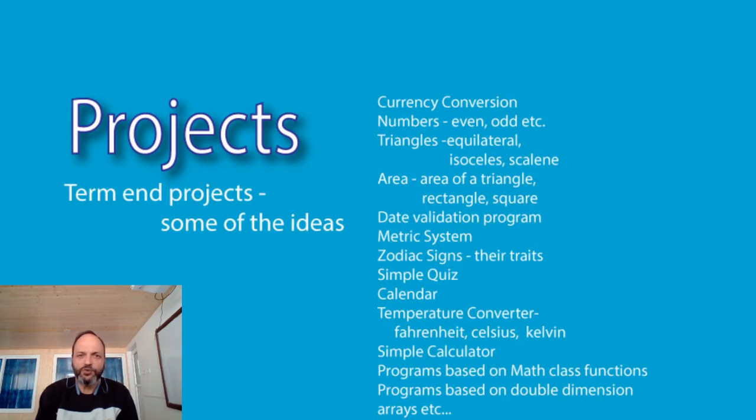I think we should make projects ourselves, though I have mentioned some ideas here like currency conversion program, numbers, odd, even, prime, triangles, area to calculate the area of different things like triangle, rectangular, square, date validation program, metric system, zodiac sign, simple quiz, calendar, and so on and so forth. So there are hundreds and thousands of ideas that you can get.